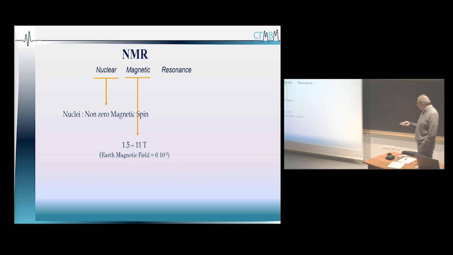Okay, so you all know that we've got a magnetic field on Earth, which is 6 times 10 to the minus 5 Tesla, because the unit is Tesla, so very small. But we are not using this kind of field in MRI or in MR spectroscopy. We are using fields from 1.5 to 11, even more than that now. Okay, so 11 Tesla, if you compare with the value of the Earth magnetic field, you can understand that this is very, very huge.